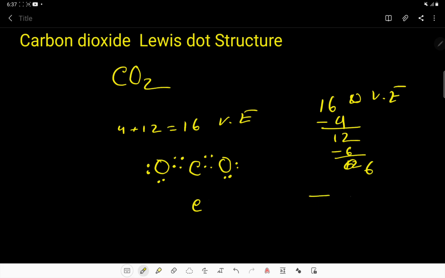This single bond means 2 valence electrons, so we can write here a double bond with oxygen, right? And also we can write a double bond with the other oxygen, right? So this is the Lewis structure of carbon dioxide.